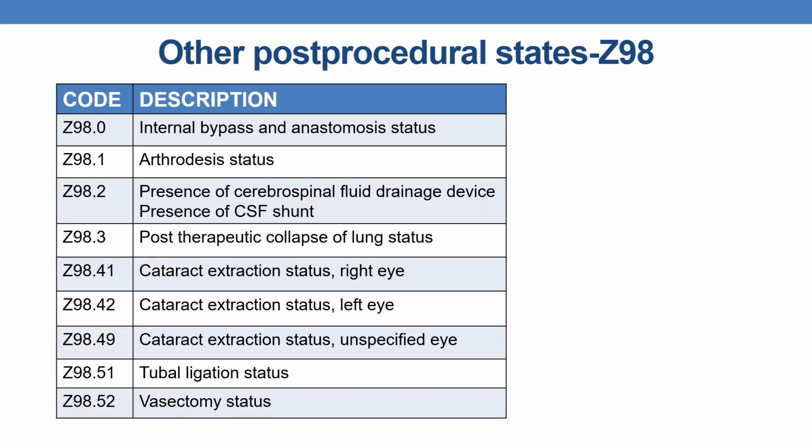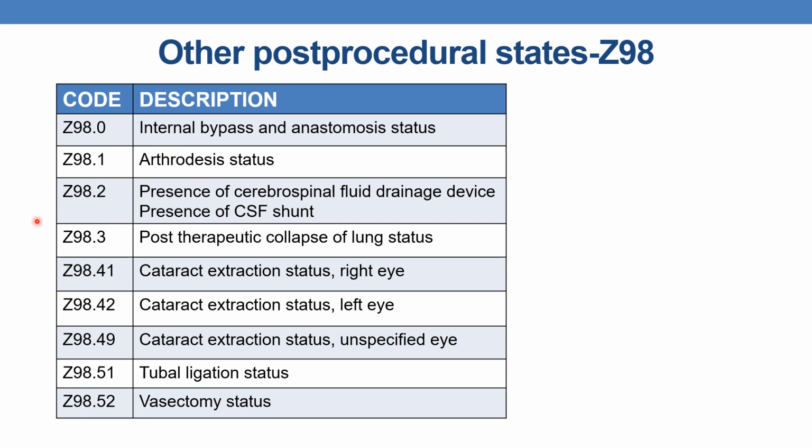The next category is Z98. It deals with other post-procedural states. The first code is Z98.0. It indicates internal bypass and anastomosing status. The next is Z98.1. It deals with orthodesis status.